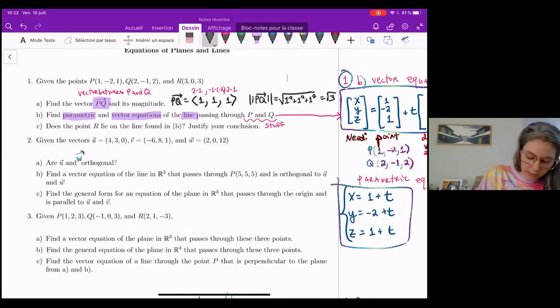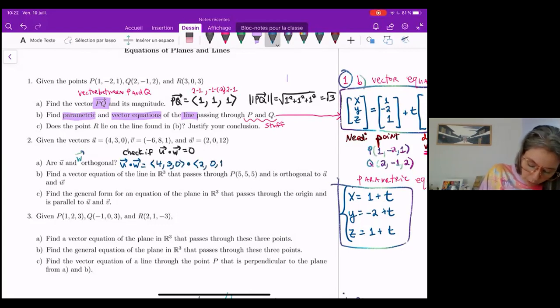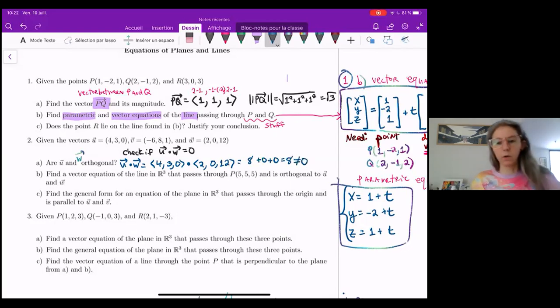So here, check if U dot W is equal to 0. So U dot W here is 4, 3, 0 dot 2, 0, 12, which gives me 8 plus 0 plus 0, which is equal to 8, which is not equal to 0. So are they orthogonal? No.